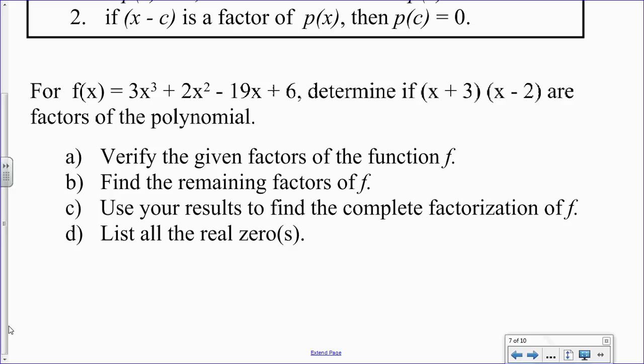Okay, so these are my divisors. I have two different ones. I have this one, and then I have this one, and then here's my dividend. So here's what I'm dividing by, or here's what I'm dividing. So let's just start with x plus 3.